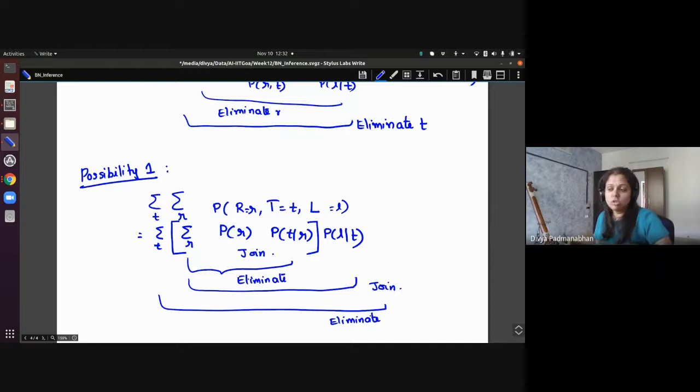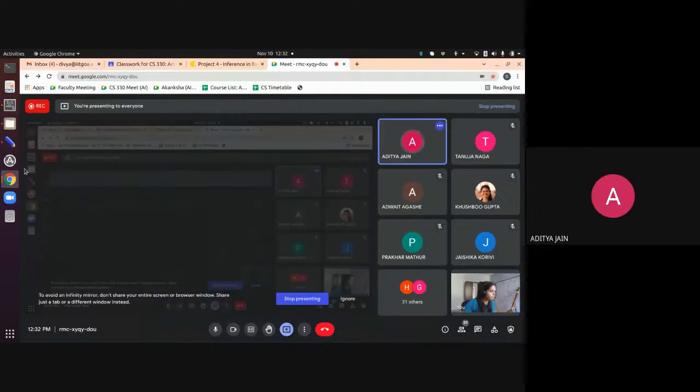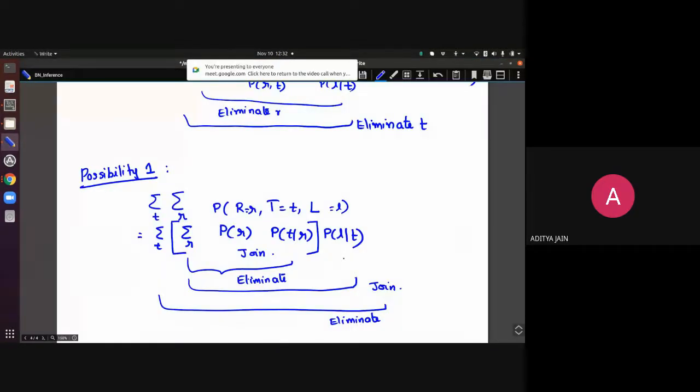Okay. Yeah. So this is what we did. So Aditya, was this what you said, or was it something else? I said that first we have calculated P of T using that summation. Like summation of R using P of R equal to R, T equal to T. And then we have used that P of T to calculate P of L.